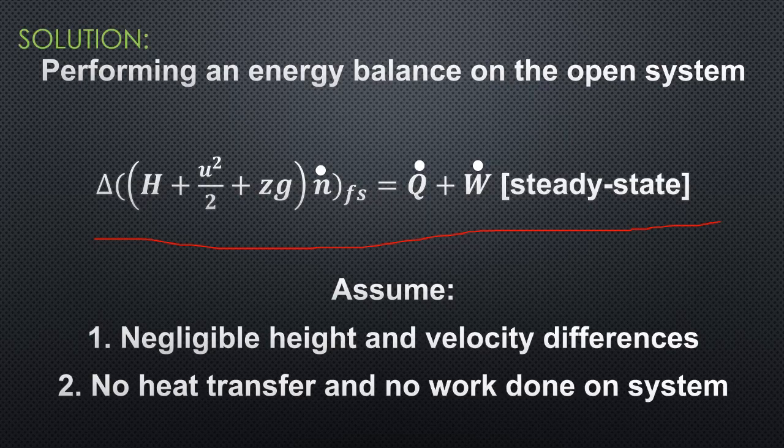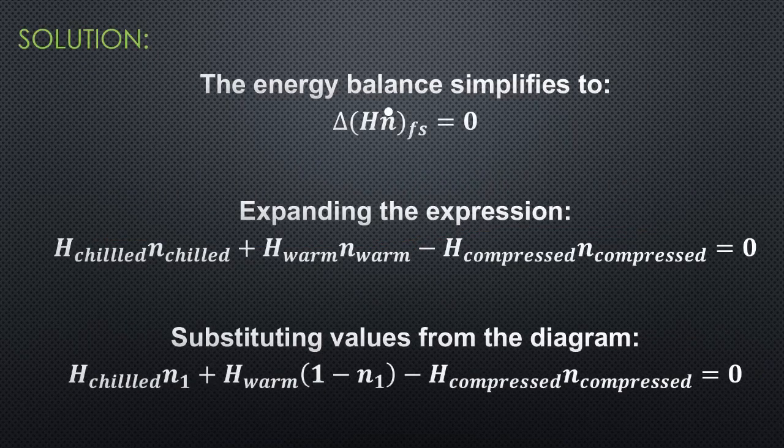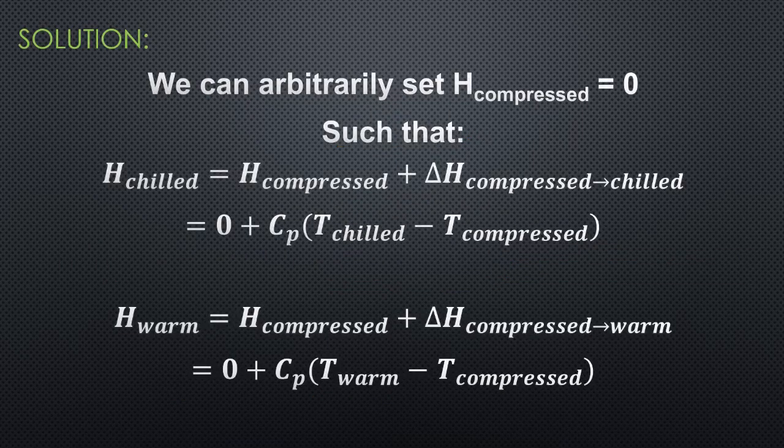Afterwards, we assume that we have negligible height and velocity differences between the entrance and exit, and that there is no heat transfer and no work done on the system. Based on our assumption, the energy balance simplifies to this equation. Afterwards, we can expand this expression as follows. Next, we substitute values from the diagram where N chilled is N1 and N warm is 1 minus N1. For this calculation, we can arbitrarily set H compressed equal to 0.